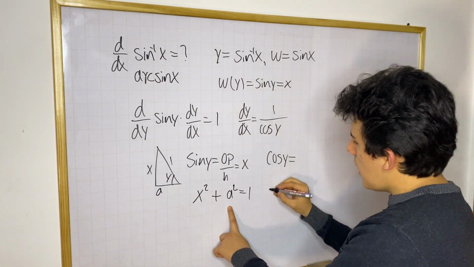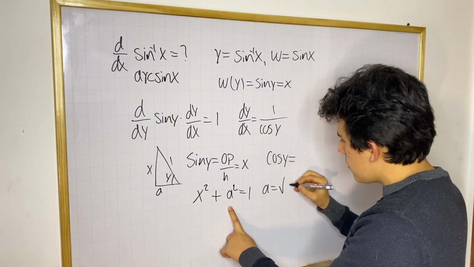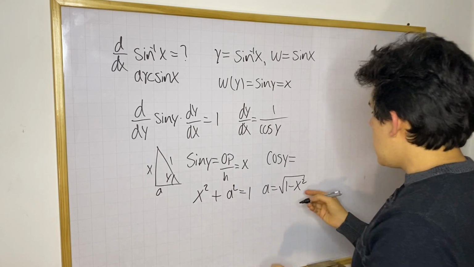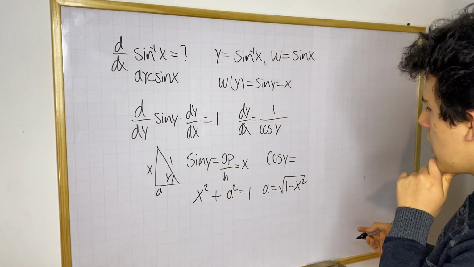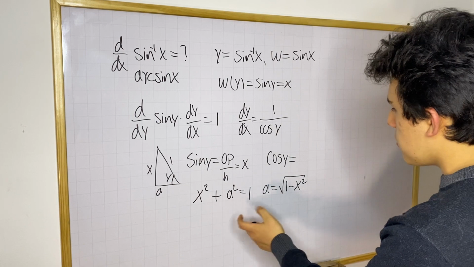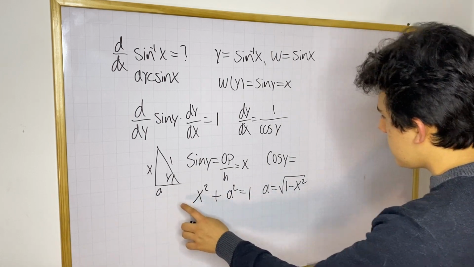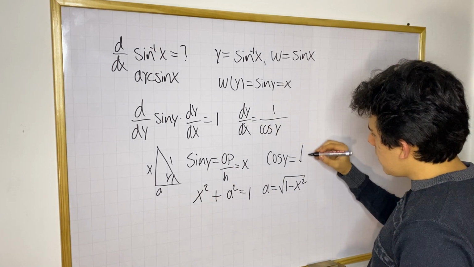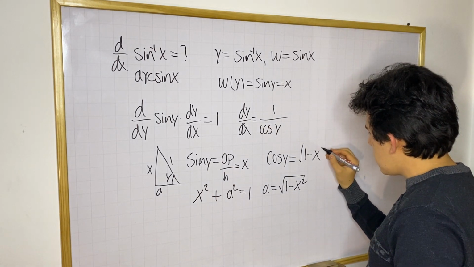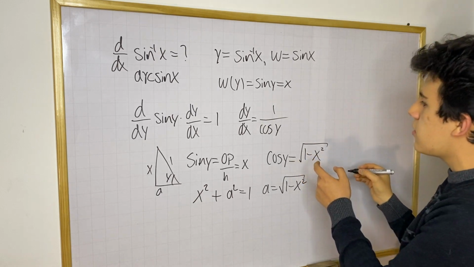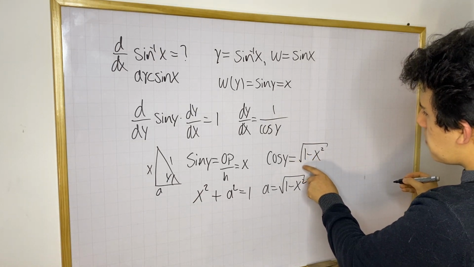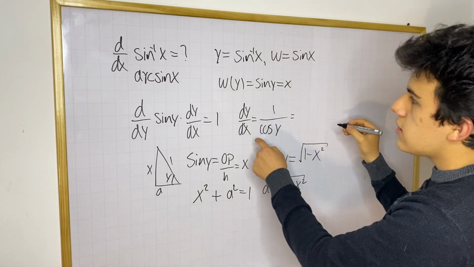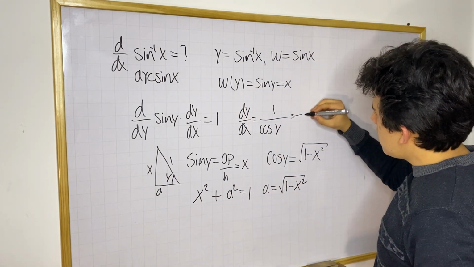And if we want to find a, well, we know a is simply going to be the square root of 1 minus x squared, okay? And this is how much you get for a. So now, the only thing that you need to do is, we know a is going to be equal to the adjacent side, and cosine y is going to be equal to a. So you get that cosine y is going to be equal to the square root of 1 minus x squared. And now you can just simply plug this value for cosine y into our derivative.